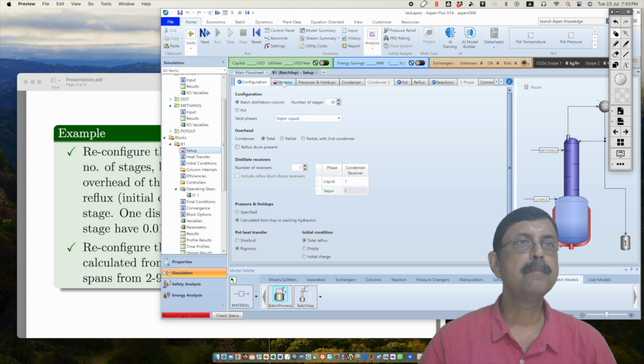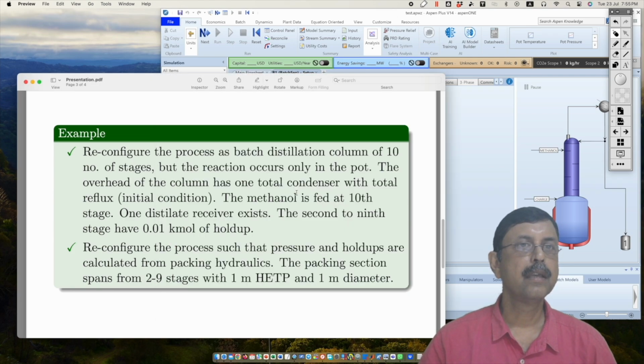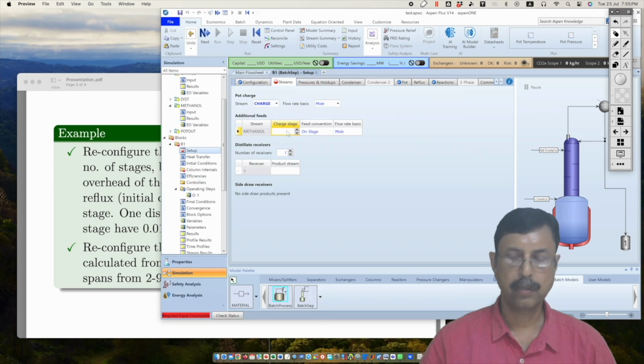Go to the stream. Methanol is fed at the 10th stage. Okay, it is at the 10th stage, so we have to put 10 over here, on stage 10.